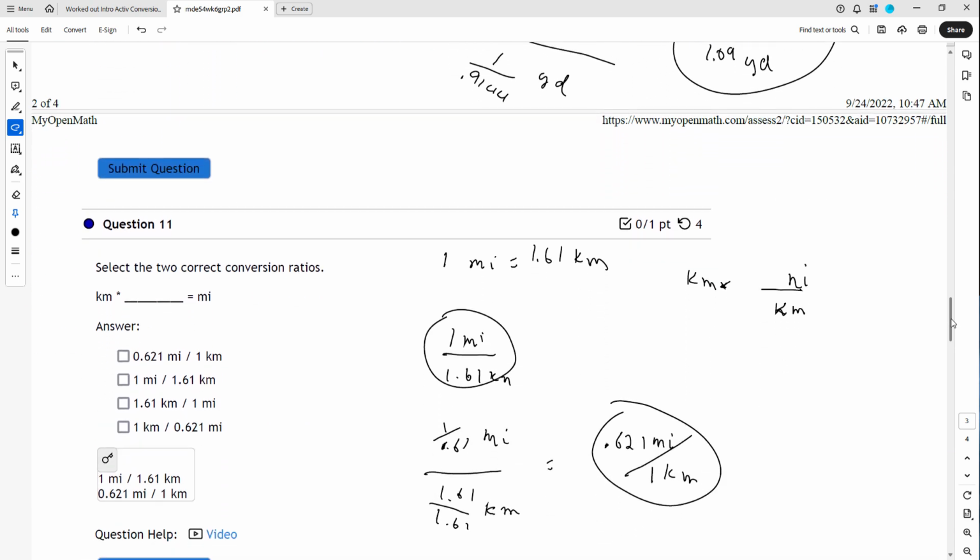Another one like it. So when you multiply here and you want to get rid of kilometers and replace it with miles, so kilometers will be in the bottom. There's my equivalents. So the first one will be this one here. Then I go ahead and divide and find my second one here. So those are the two answers for that, number 11.